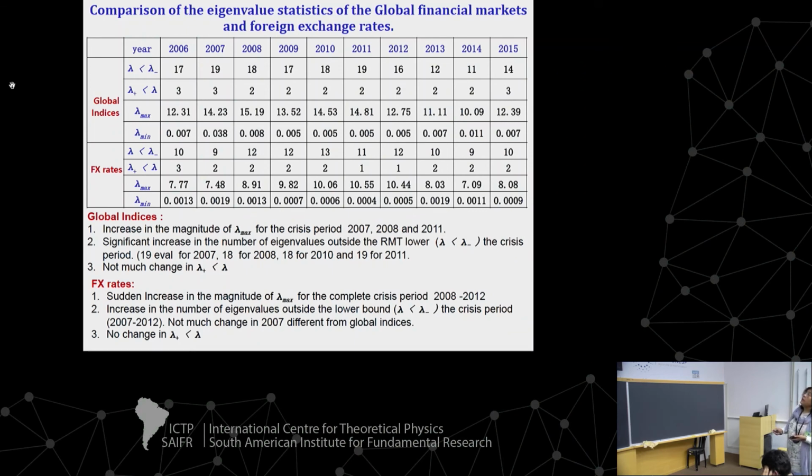And similarly, for the FX rates, you notice that these numbers, 2008, 9, 10, 11, which are the crash periods, have outliers more in number than the calm period. There is 10, 9, and the calm period 9, 10. Okay? Whereas the extreme eigenvalues on the top end don't change very much. Okay? So that's an important thing to notice.